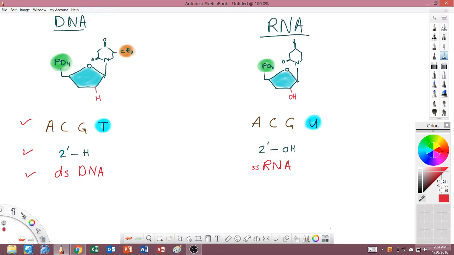RNA is single-stranded because it's supposed to be copied immediately, and after it should be destroyed. So none of this is accident. Everything has a purpose. Everything, at least in my sense. Okay, so that's one. Are there any other differences?